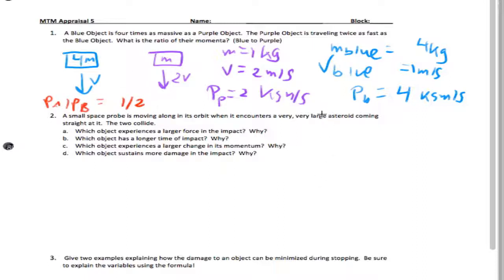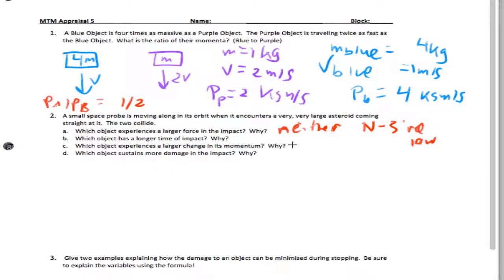Number 2. A space probe is moving along its orbit when it encounters a very, very large asteroid coming straight at it. The two collide. Which one experiences a larger force on impact? Neither, because Newton's third law says they exert an equal and opposite force on each other. So neither, by Newton's third law.